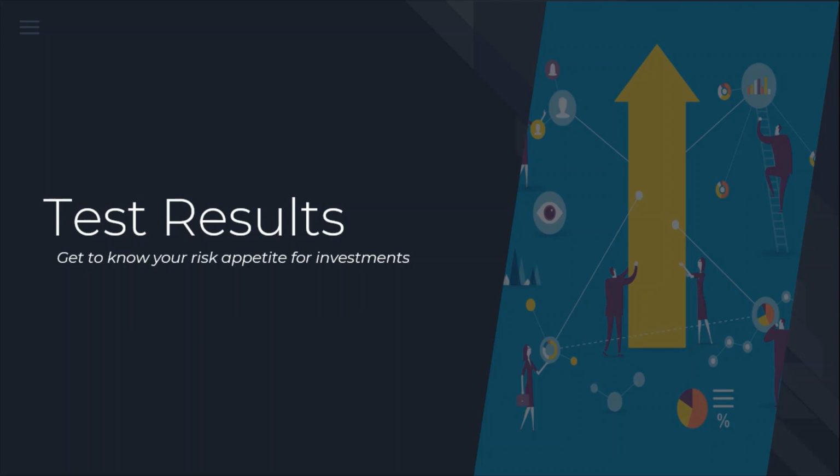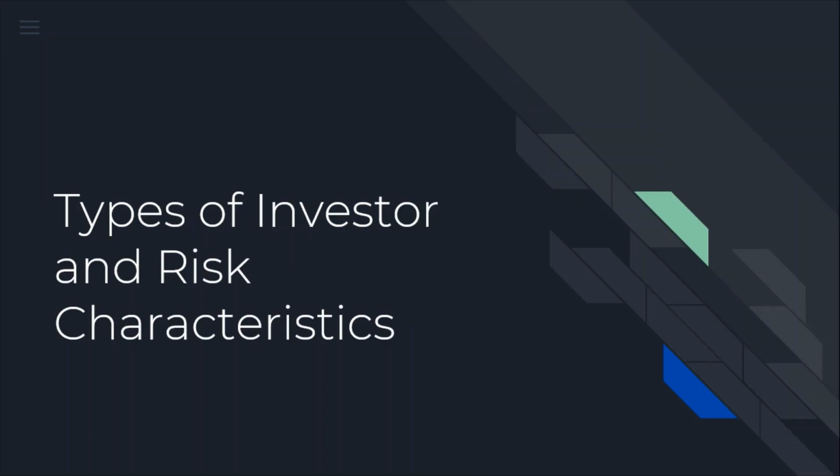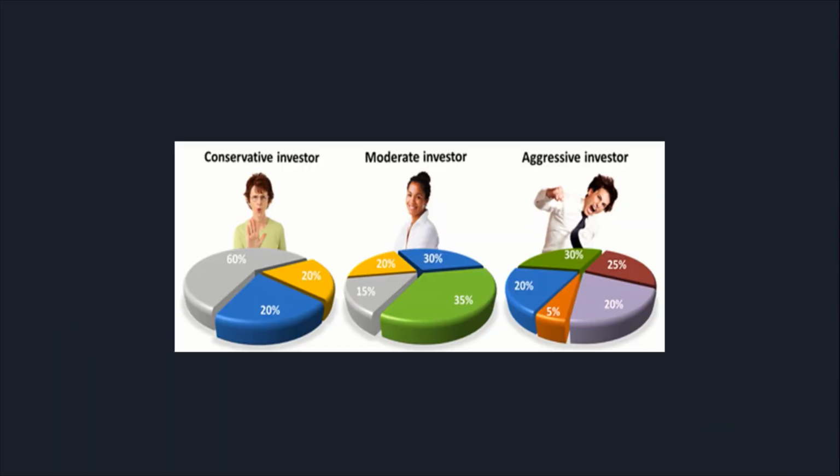As we will be discussing the test results simultaneously, we're going to discuss the different investor types and characteristics. Okay. So, ayan na nga. Like I said, we are going to simultaneously talk about the types of investor and risk characteristics. So, we are hitting 2 birds with 1 stone. Okay. So, generally, we have 3 basic types of investors. We have the conservative, moderate, and aggressive.